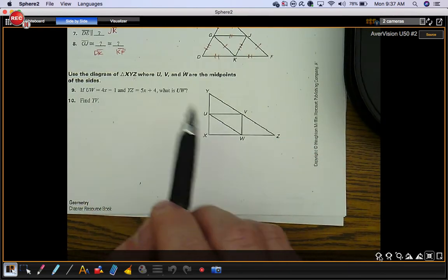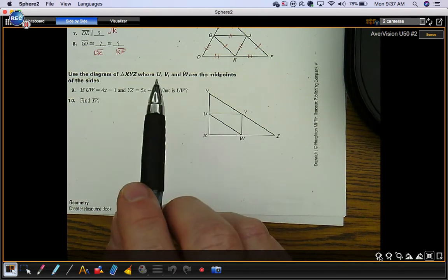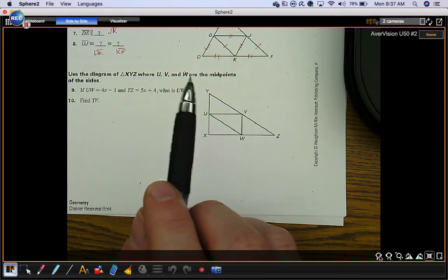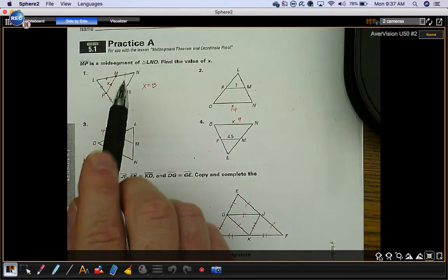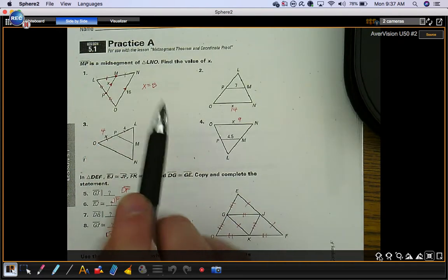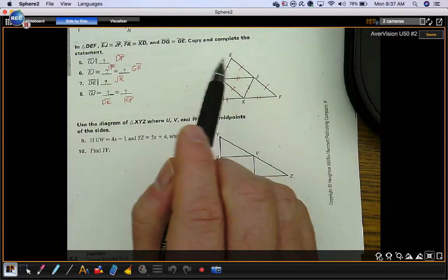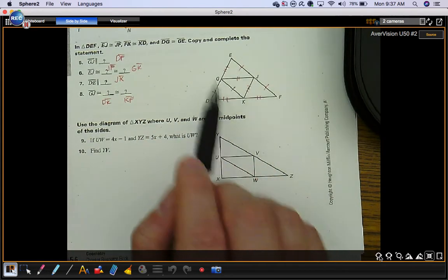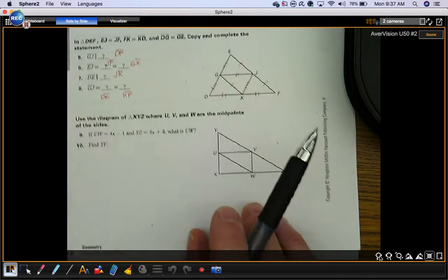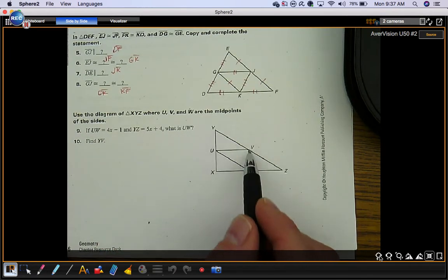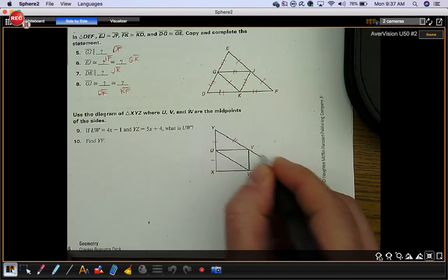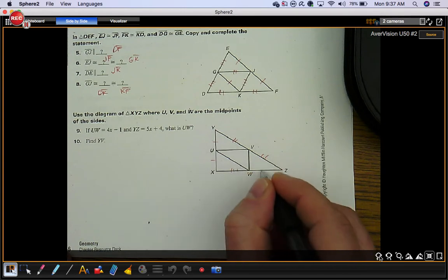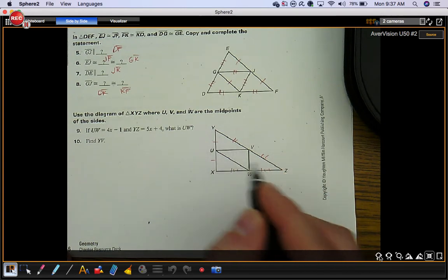Use the diagram of triangle XYZ where points U, V, and W are midpoints. So it's kind of neat how they set up this worksheet. They're telling you these are midsegments. That's one way to do it. Down here, they're telling you where segments are congruent. That's another way to say that these are midsegments. And then down here, they're telling you that these points are midpoints. So if they do that, that's also another way to tell you that these are midsegments.